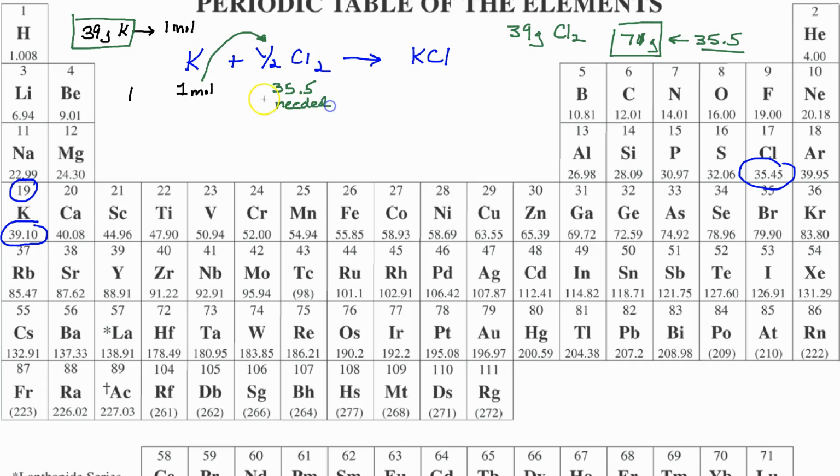That's needed because that's going to equal 1/2 a mole. Because 71 grams, 2 times this value here, is going to give me the Cl2 value. But because of this half in the equation, I need 1/2 a mole. So 35.5 grams is needed. But what did we choose? We chose 39 grams. So what we have is 39 grams.